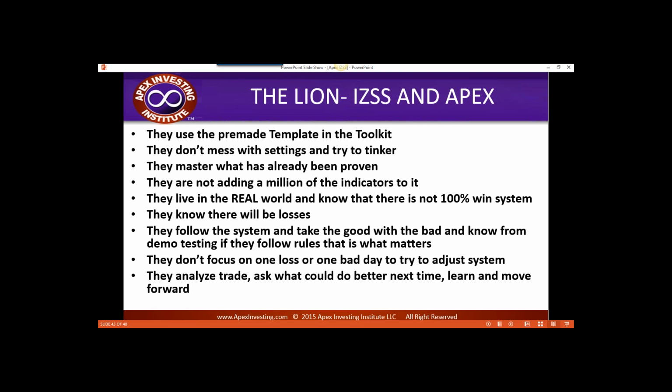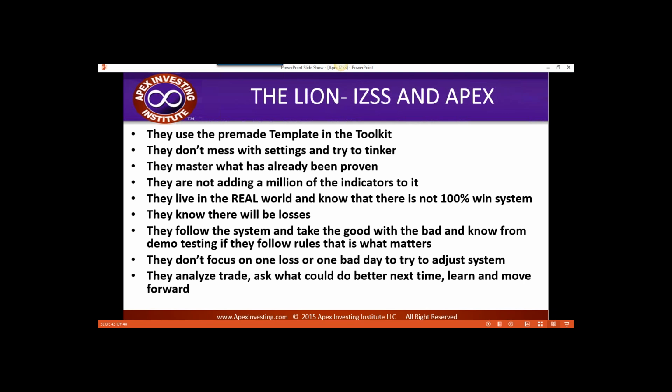Lions live in the real world, and they know that there's not a 100% winning Holy Grail system. They know they'll have losses. They accept those losses because they're following the risk management rules. They take the good with the bad, and they know based on their demo testing that there will be goods and there will be bads, but if they just stick with the rules and be consistent and follow it through, that's what matters.